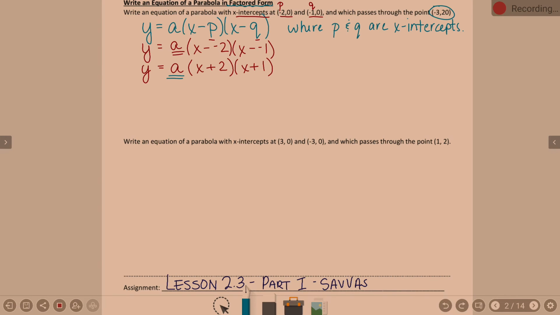Probably use it. What about any ordered pair? What type of values? X or Y. X and Y? Do you see where I'm going with this? There's no A. No. But we can use that X and Y to find A. Okay, so the idea here is I can put, what is my X value? -3. So I can put -3 in for X. What is my Y value? 20. So I can put 20 in for Y. And I can use that to find A.